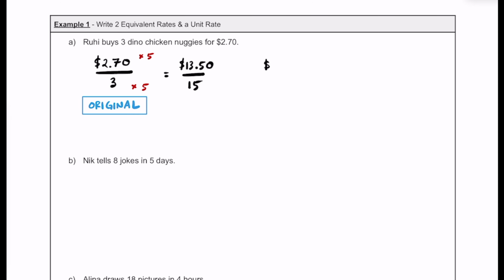Now we can go ahead and write another equivalent rate here. So we know the original rate is $2.70. That was for 3 of these chicken nuggies. But if we wanted to find another equivalent rate, we could also multiply this by, I don't know, let's do 12. So if we have 12 times more of these chicken nuggies, then how much would it cost here and how many would we have? Well, 3 times 12, that's going to be 36 of these chicken nuggies. And then if we take $2.70 and multiply that by 12, then the price should be significantly higher here, right?